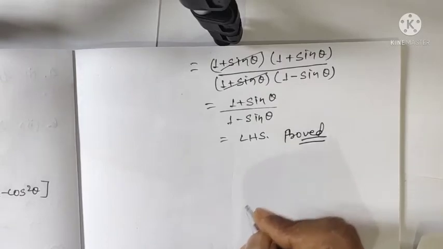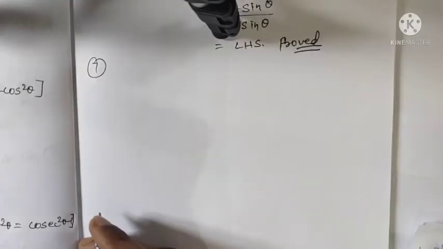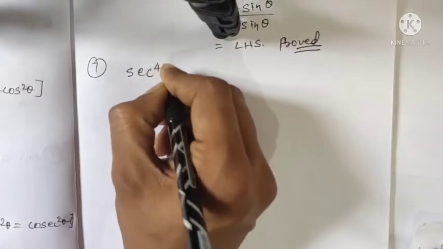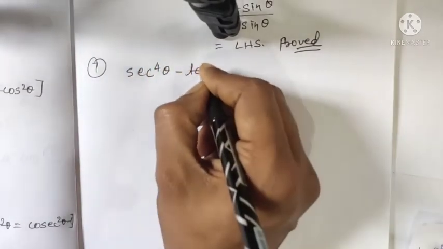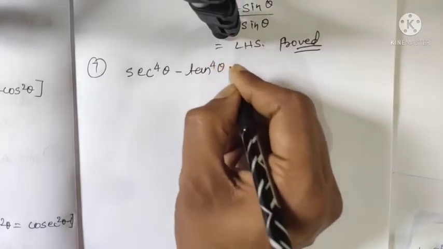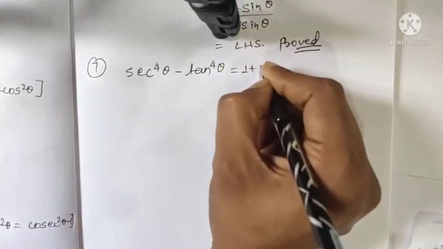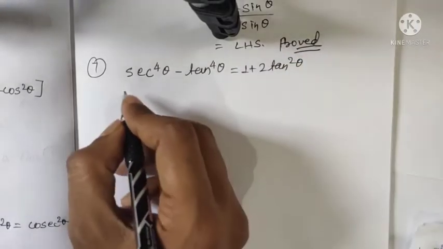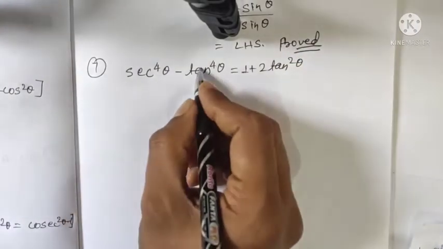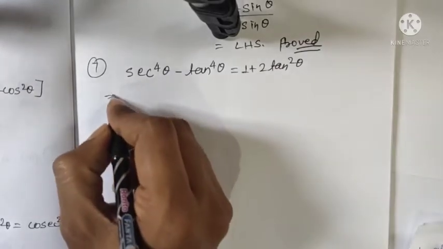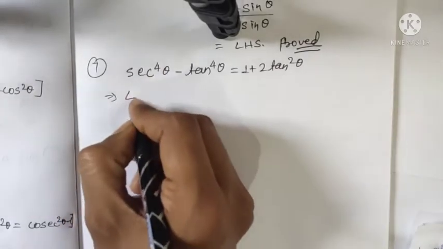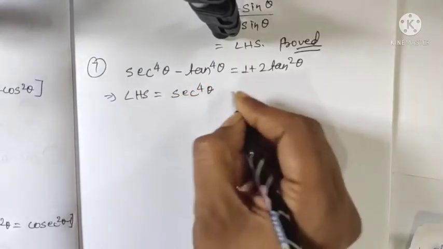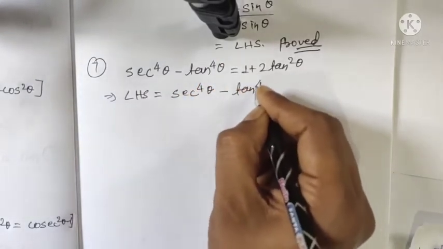Simple. Now question number 7. Question number 7 is sec to the power 4 theta minus tan to the power 4 theta is equal to 1 plus 2 tan square theta. Now we are going to solve it by taking LHS of it. That implies LHS is equal to sec to the power 4 theta minus tan to the power 4 theta.